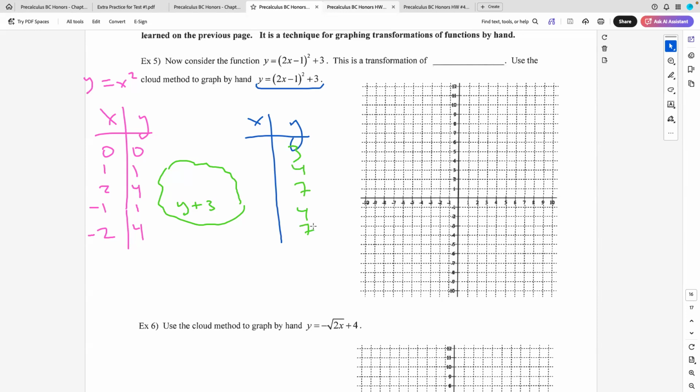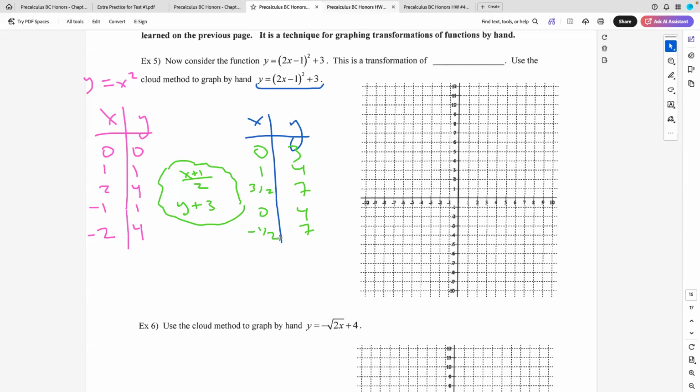Now, the rest. It's a reverse PEMDAS, right? 2x minus 1. So how am I going to undo that? If I set 2x minus 1 equal to each, how am I going to do it? x plus 1. Add 1, divide by 2. We're going to add 1 and divide by 2. So it's x plus 1 over 2. Add 1, divide by 2.